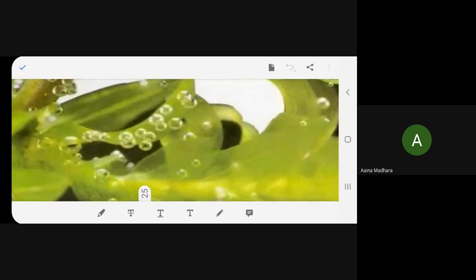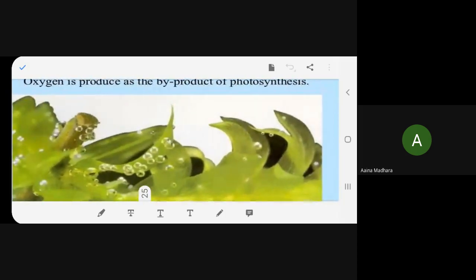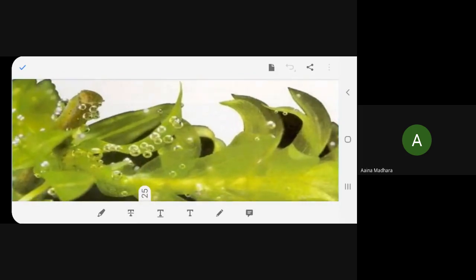Now you can see over here, can you see? So it is the aquatic plant. That means these plants are in the water. When there is photosynthesis, you can see the bubbles coming up from the surface of the leaves. So that shows that there is a liberation of oxygen. You understand?